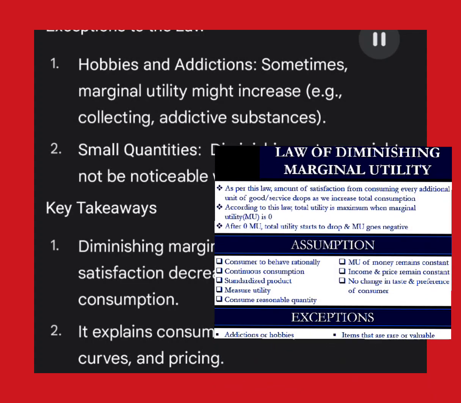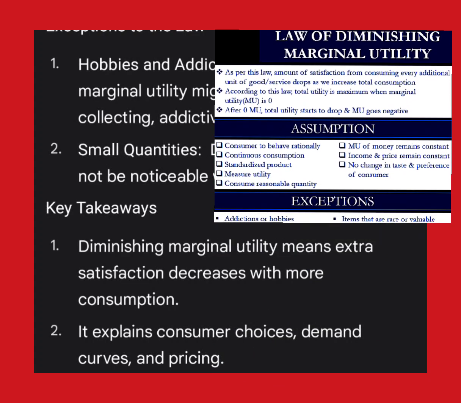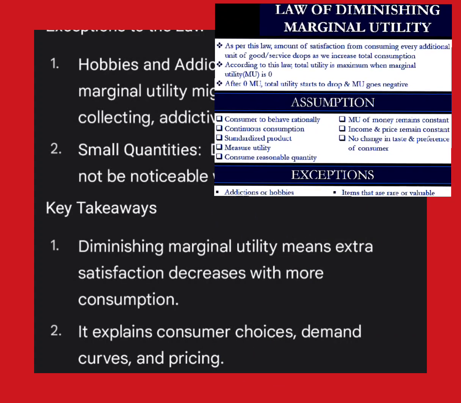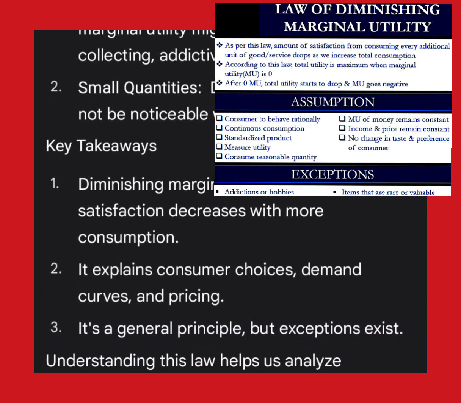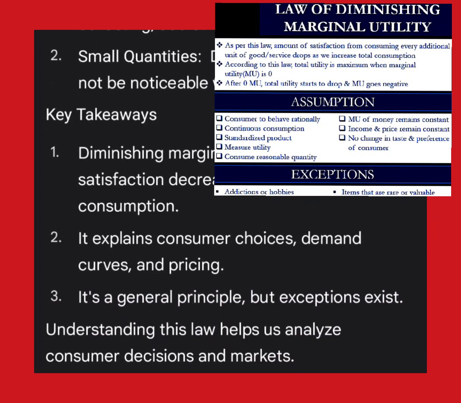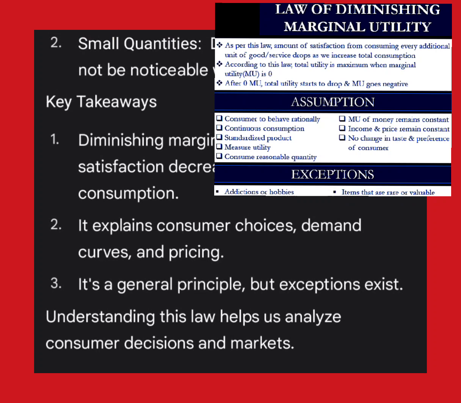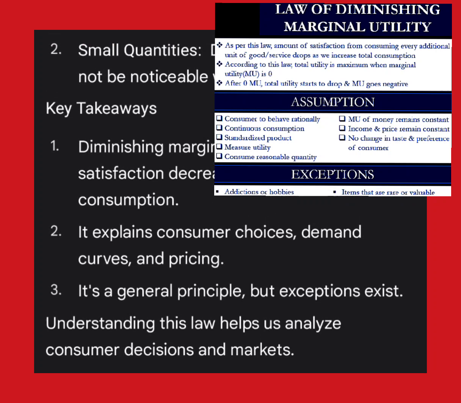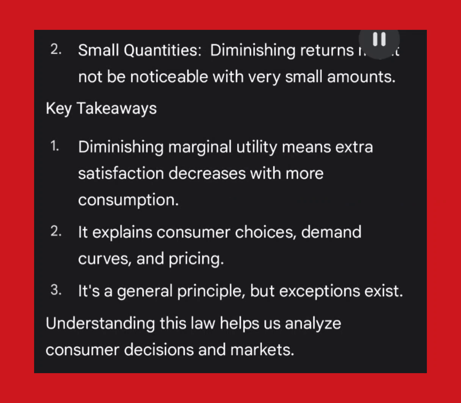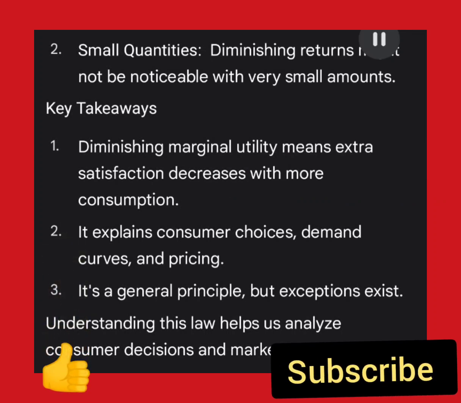Key takeaways. 1. Diminishing marginal utility means extra satisfaction decreases with more consumption. 2. It explains consumer choices, demand curves, and pricing. 3. It's a general principle, but exceptions exist. Understanding this law helps us analyze consumer decisions and markets.